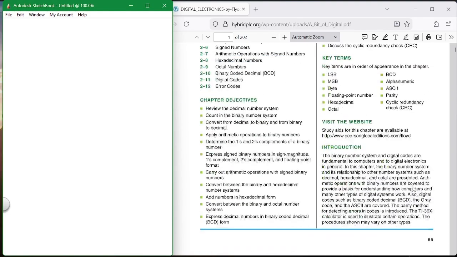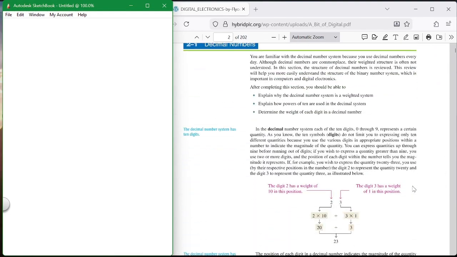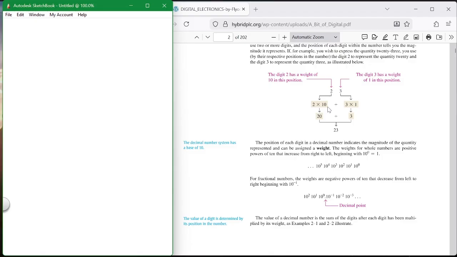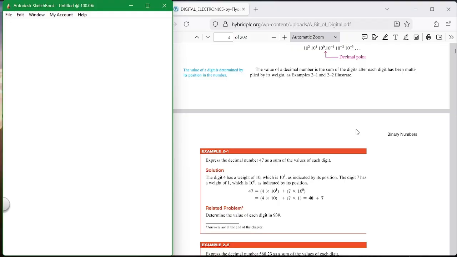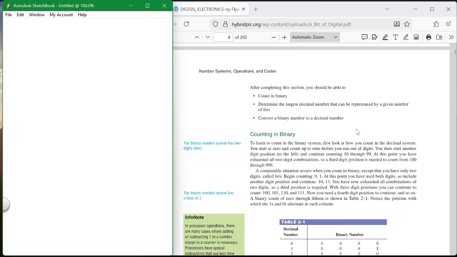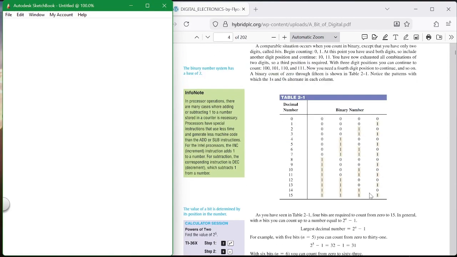Anyway, we want to talk about numbers, and obviously there's decimal numbers, and if it's the number 23, it's 2 times 10 plus 3 times 1. If it's a binary number, it is based on base 2, and you have bits, and they correspond to a number. A 4-bit number would be from 0 through 15, and the powers would be 2 to the 0, 2 to the 1, 2 to the 2, and 2 to the 3.